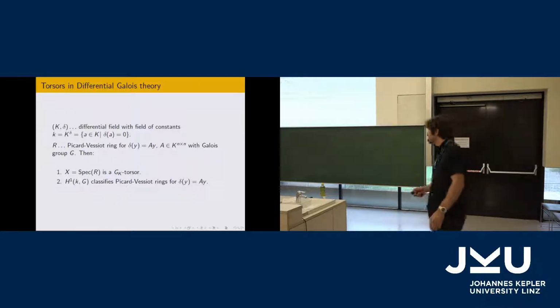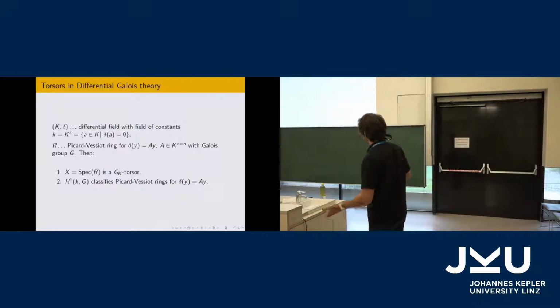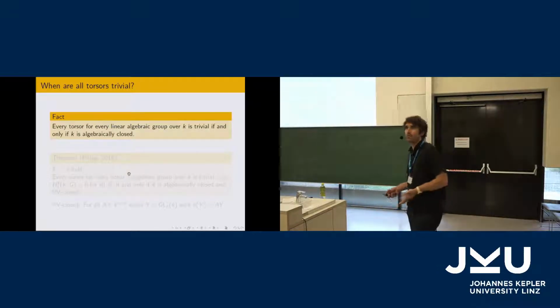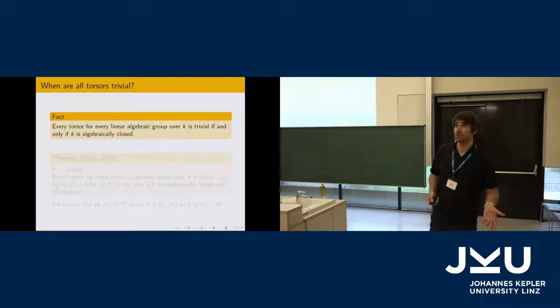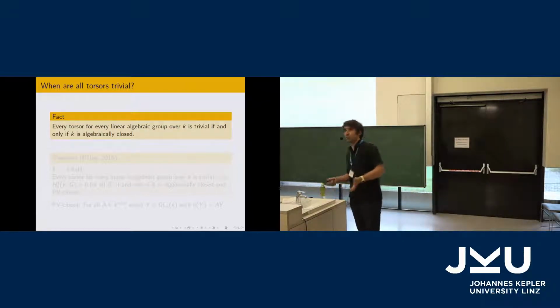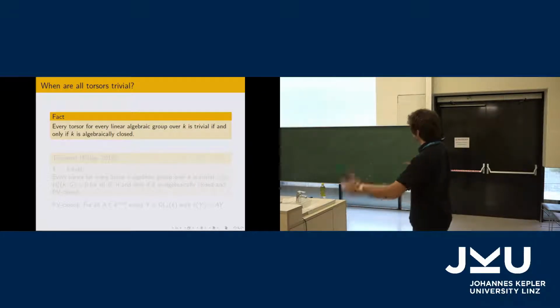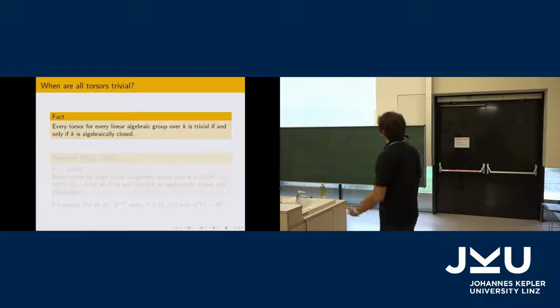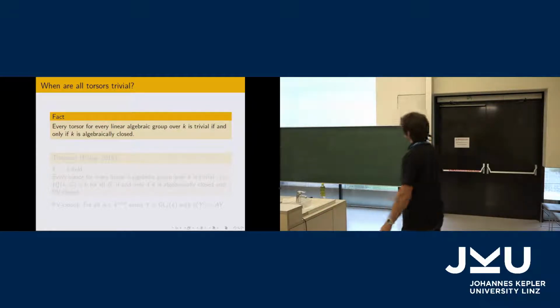And so the question is: what condition on the base field guarantees that all torsors are trivial? One way to achieve that all torsors are trivial is to put some condition on the base field. So let's look at the algebraic case. In the algebraic case, the statement is not very interesting, but, well, everything is obvious here.